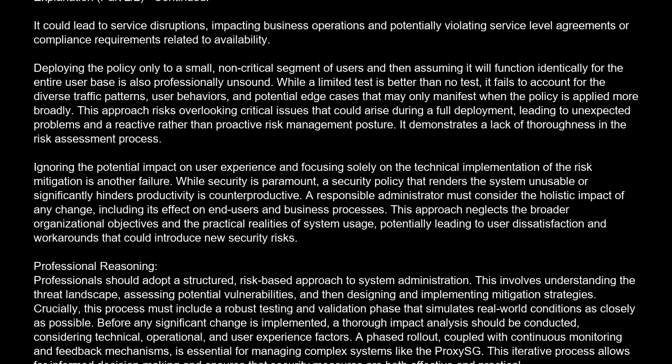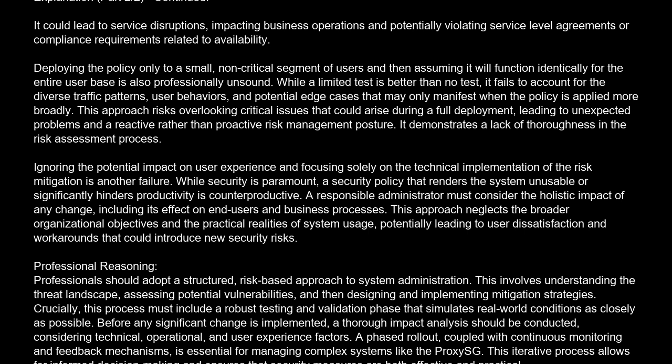Deploying the policy only to a small, non-critical segment of users, and then assuming it will function identically for the entire user base is also professionally unsound. While a limited test is better than no test, it fails to account for the diverse traffic patterns, user behaviors, and potential edge cases that may only manifest when the policy is applied more broadly. This approach risks overlooking critical issues that could arise during a full deployment, leading to unexpected problems and a reactive rather than proactive risk management posture. It demonstrates a lack of thoroughness in the risk assessment process.